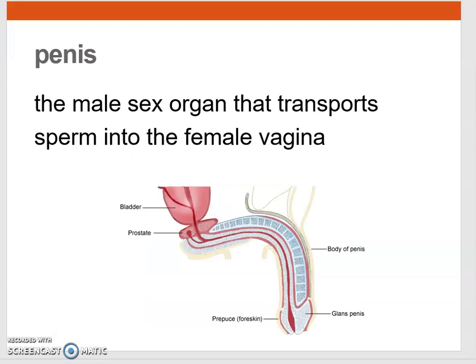And of course, we couldn't finish the discussion without getting to the end of the tract in terms of anatomy, and that's the penis. It's the male sex organ that transports sperm into the female vagina, and here we see it.